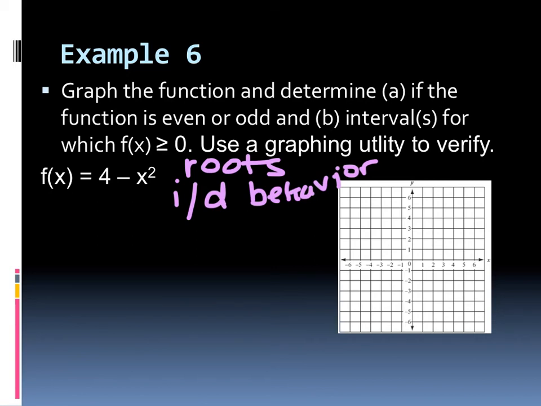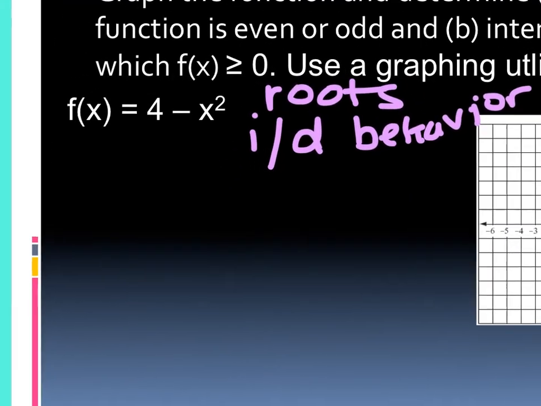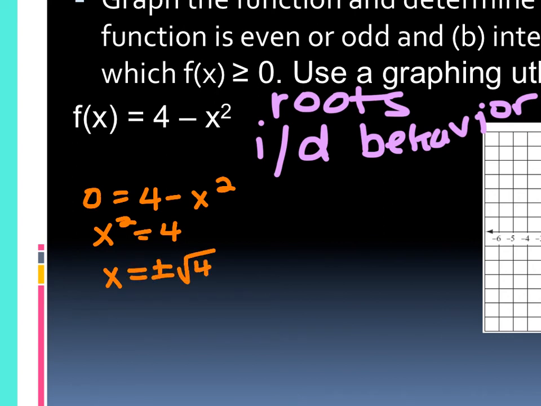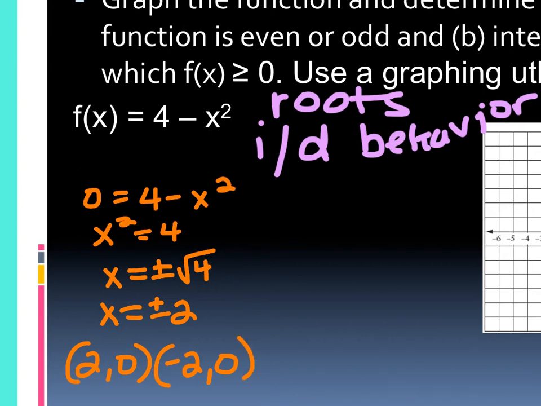We're going to plug in some points, okay? So because you want to find the roots, the easiest ones to plug in are what? 0. So I'm going to plug in 0 for y to get the roots. 0 equals 4 minus x squared. I can either factor this into the difference of two squares or take the square root of x squared, making sure I do plus and minus. And I get that when y is 0, x is negative 2 and positive 2.